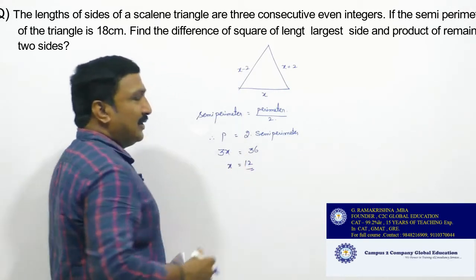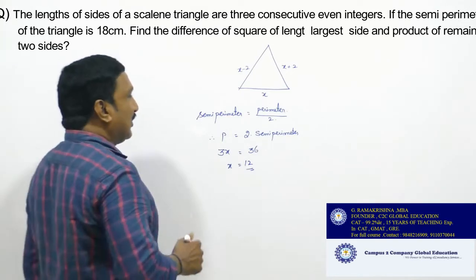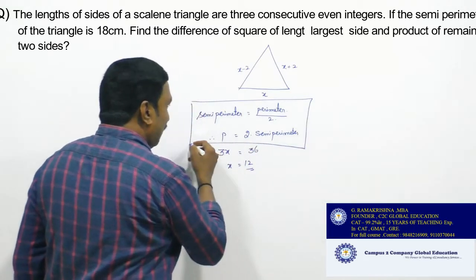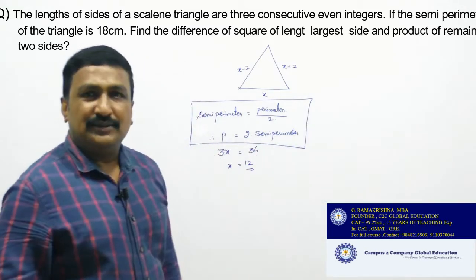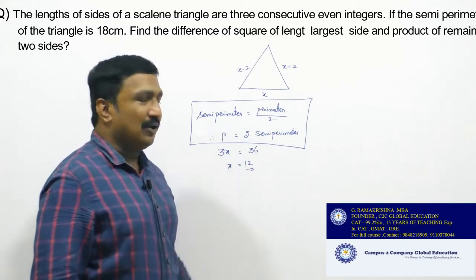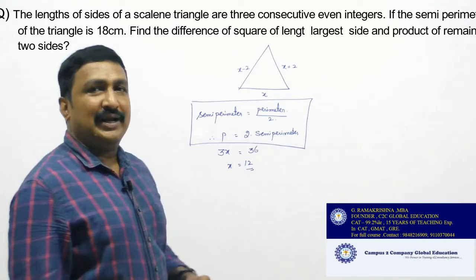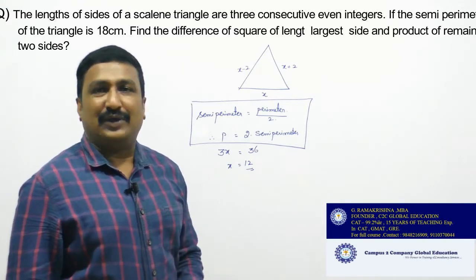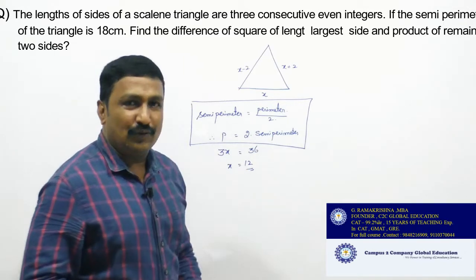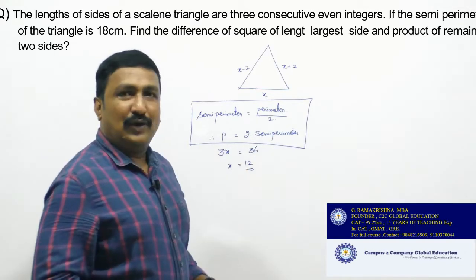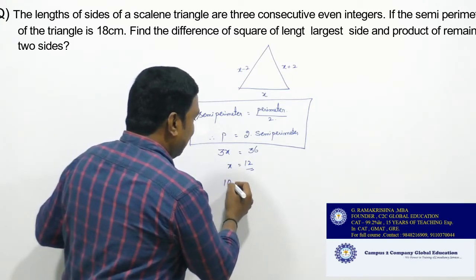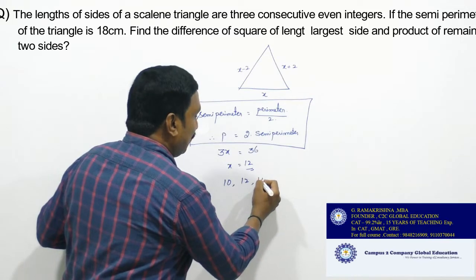Okay now friends? While you are calculating, this information is not required when you are very good in basics. So directly we can write 3x is equal to 36, x is equal to how much? 12. This information I gave for people who don't know the maths very well. So here 3x is equal to 36, x is equal to 12. Once you got x is equal to 12, what are the three sides? So the three sides are 10, 12 and 14.